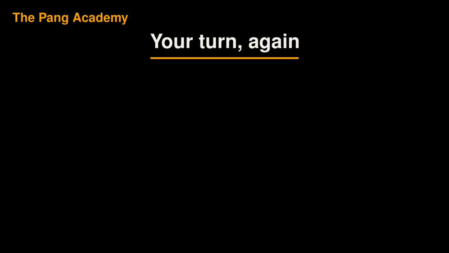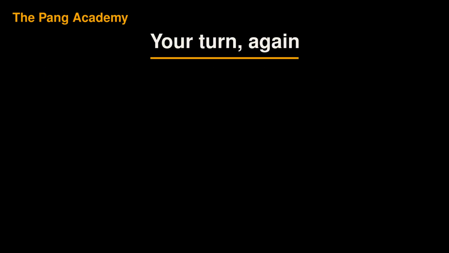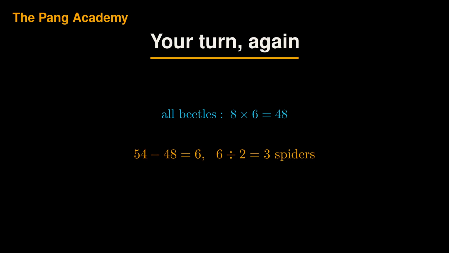One more. 8 creatures, spiders with 8 legs and beetles with 6. 54 legs altogether. How many spiders? Draw the simple case, the one with fewer legs each, then fix it, pause and try. Pretend all 8 are beetles, 6 legs each, which is 48 legs, 6 short of 54. A spider has 2 more legs than a beetle, so each swap adds 2, and 6 over 2 is 3 spiders, leaving 5 beetles. Check it, 3 8s and 5 6s is 24 and 30, exactly 54.